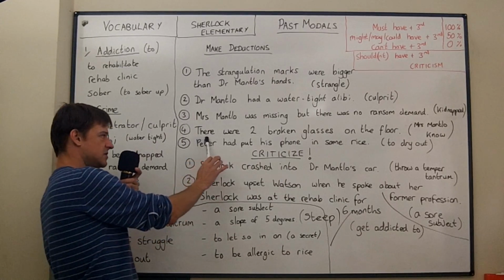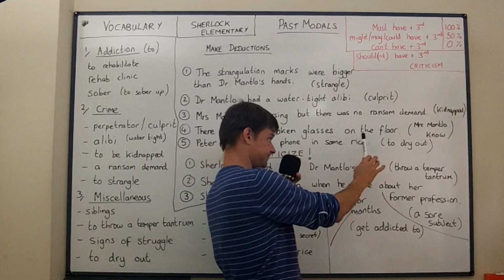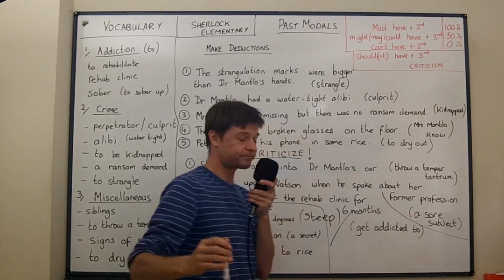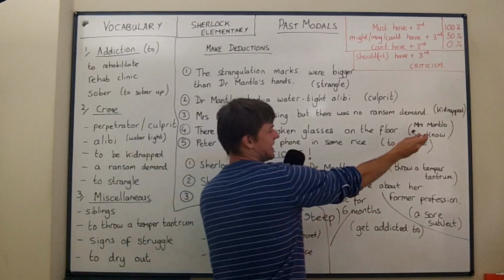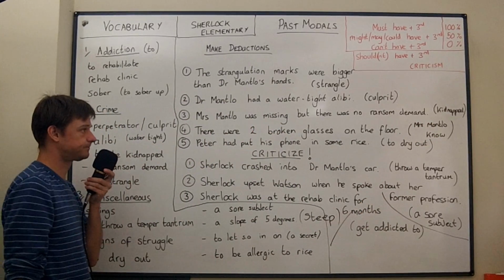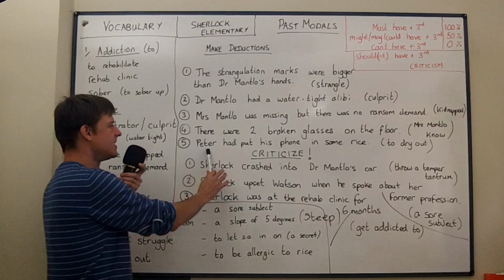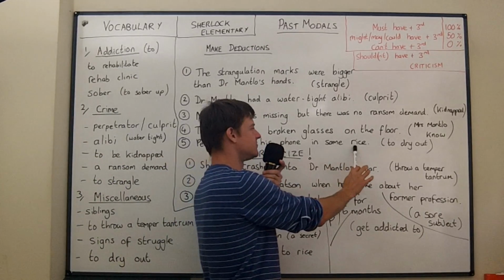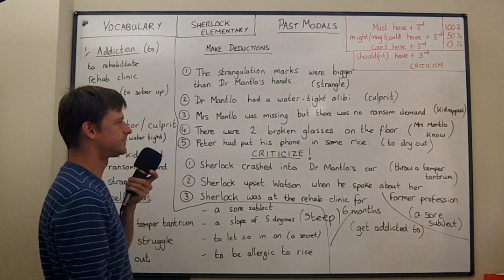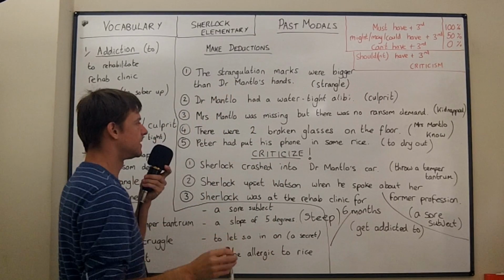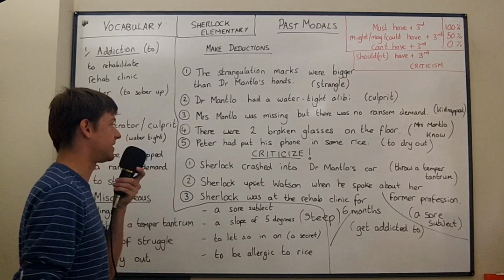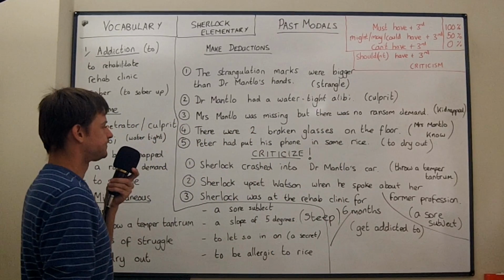Number 4, there were 2 broken glasses on the floor. Make a deduction using Mrs. Mantlow and no. And I want you to speak about her attacker really here. I want you to speak about the culprit, the perpetrator. Okay, and lastly, Peter had put his phone in some rice. Why? What did he want to do? Yeah, try and use a past modal. You could even use a continuous past modal. I'll speak about that in a moment.